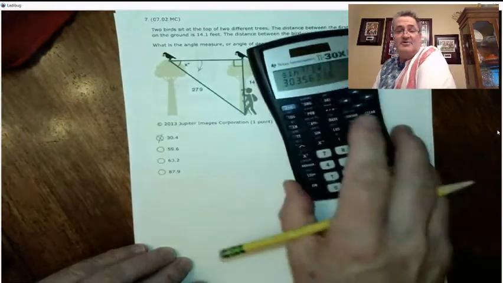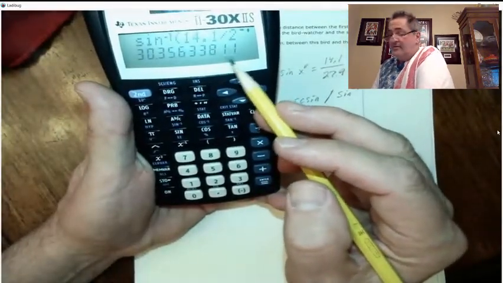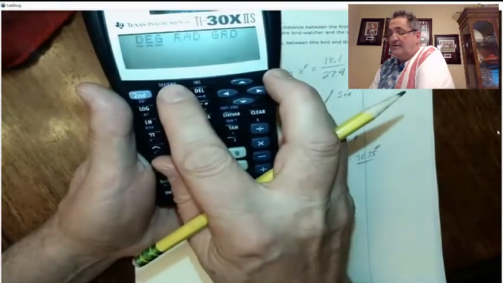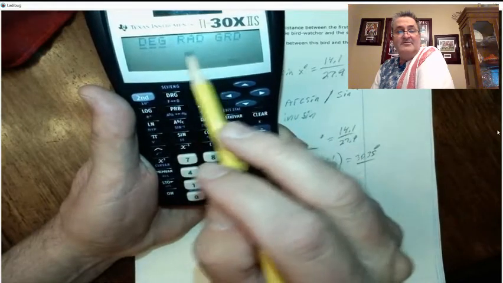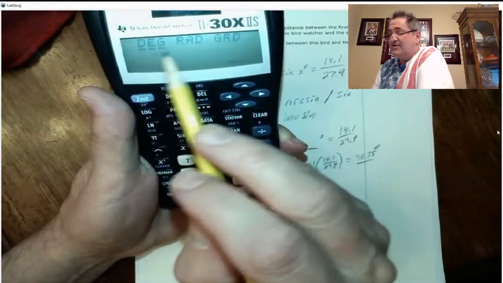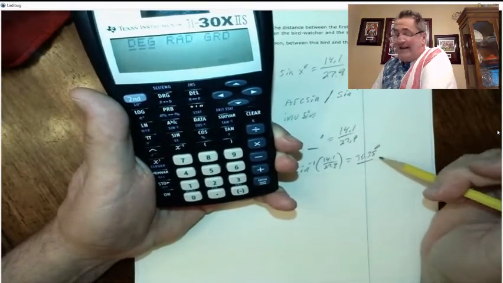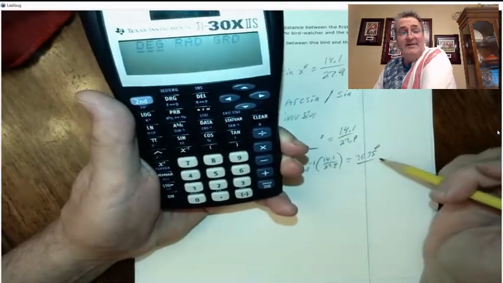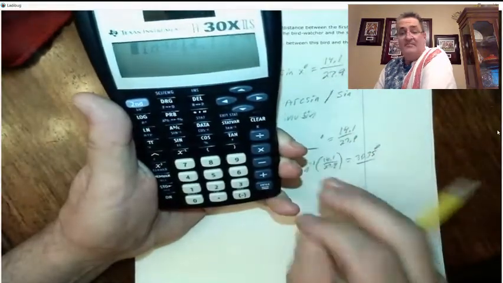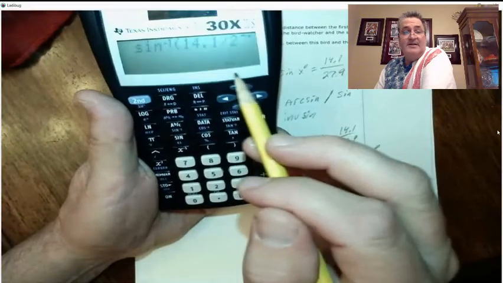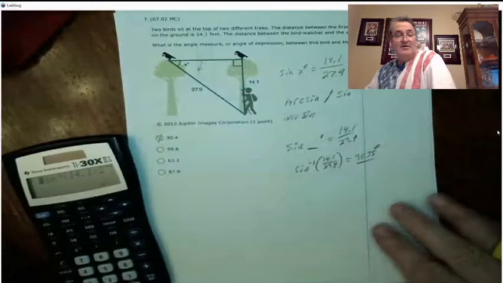Now I do want you to notice when you use your calculator, it should show a little DEG. You have DEG, RAD, or GRD. We don't want to be in radians or gradients. We want to be in degrees, because we want degrees as our answer. We don't want to know how many radians this is equal to. We want to know how many degrees it's equal to. So make sure your calculator is showing degrees somewhere on there. You should have a little DEG. That makes sure we get the right number.